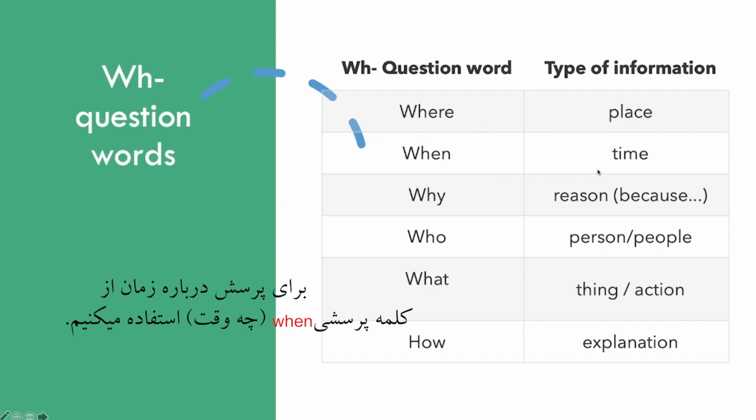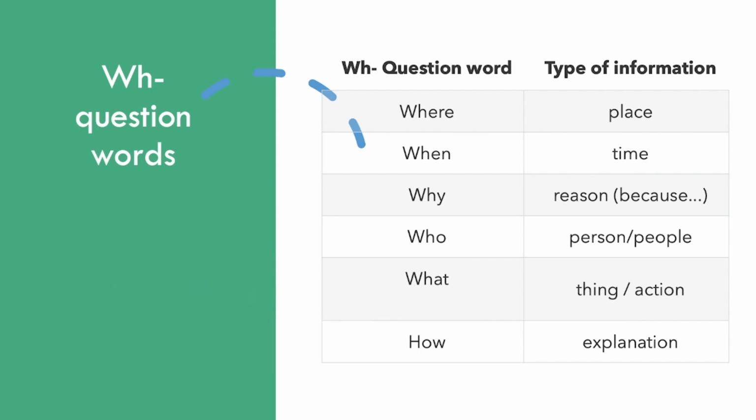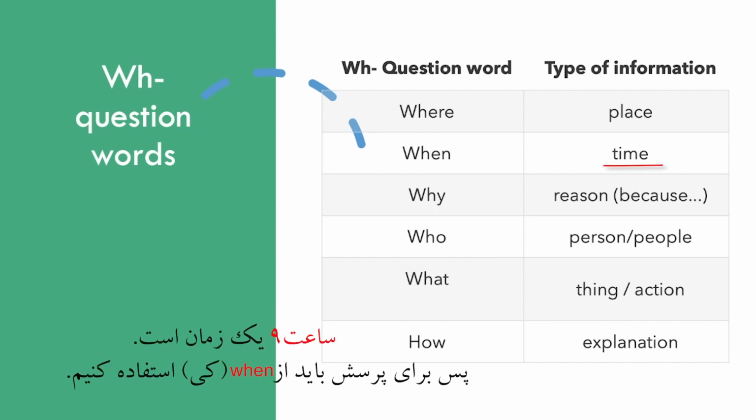When, we use for time. So, for example, when did the class start? Answer, the class started at 9 o'clock. 9 o'clock is a time, so for the question we use when.